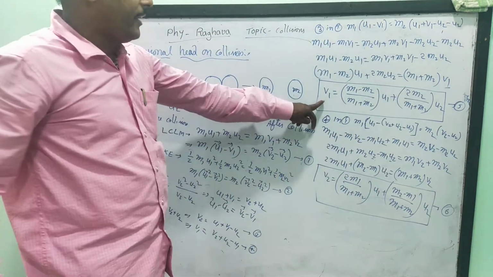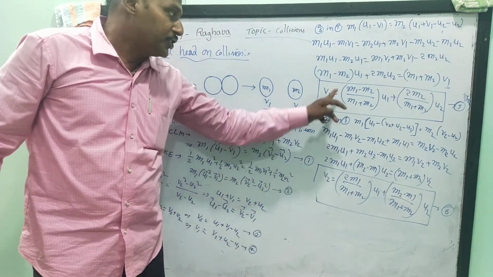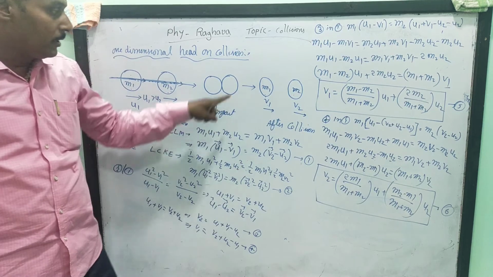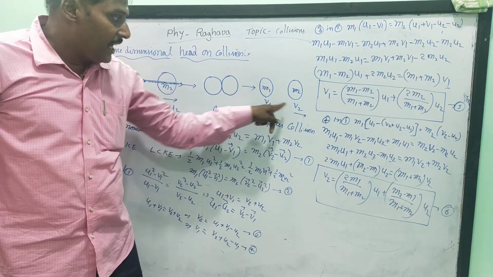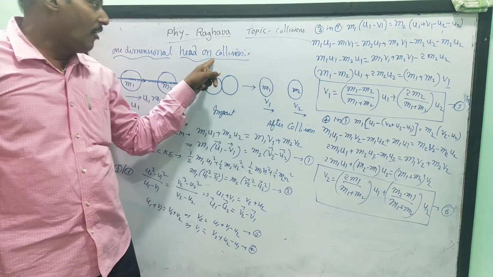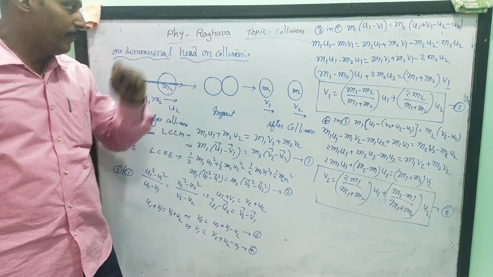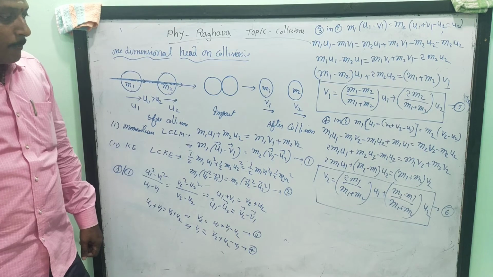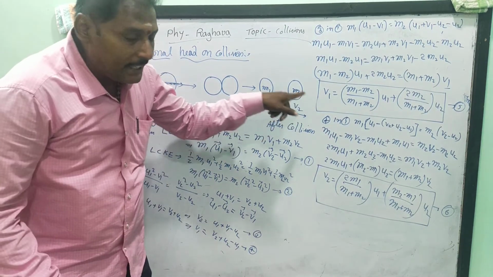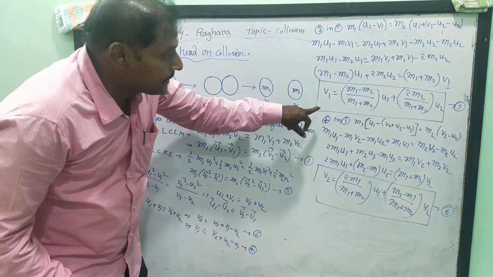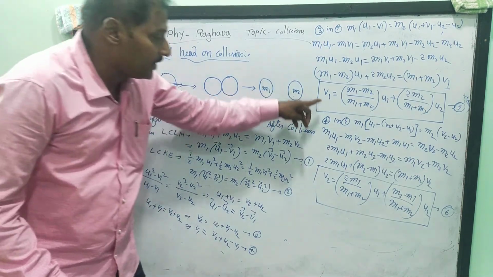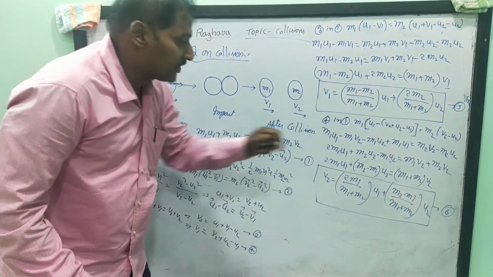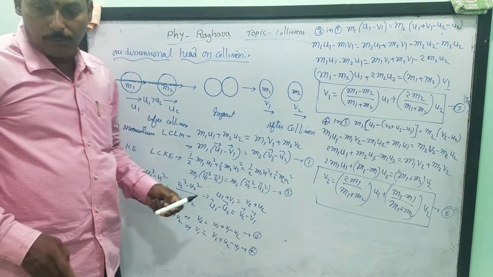These equations 5 and 6 both give the velocity of the first and second bodies after collision in one dimension. So I want to explain the special cases depending upon the mass of the bodies and the velocity of the bodies. These are special cases.